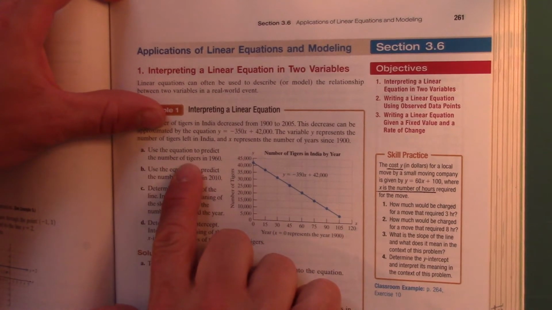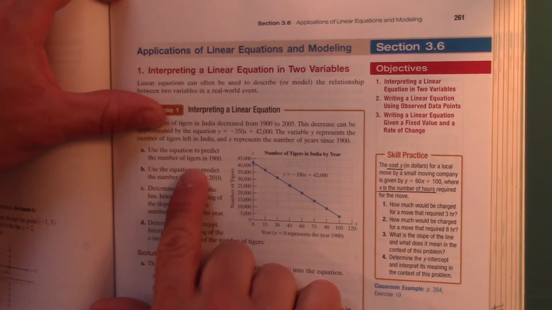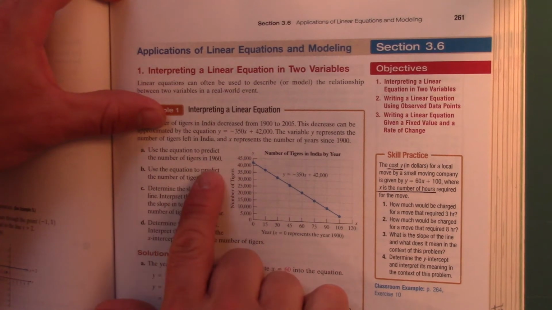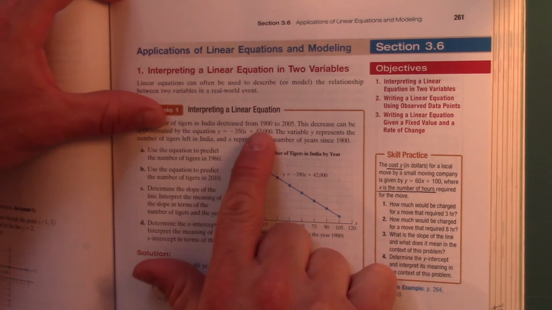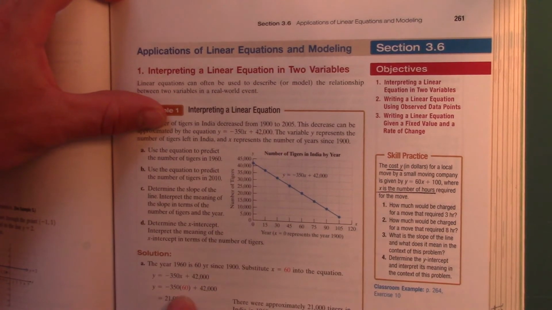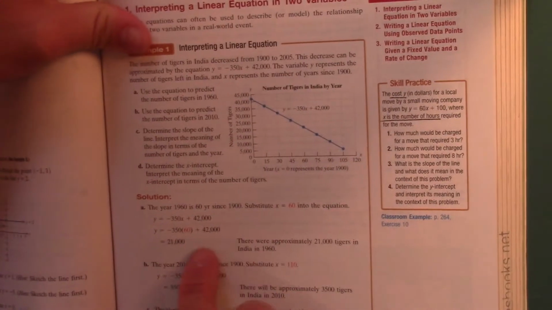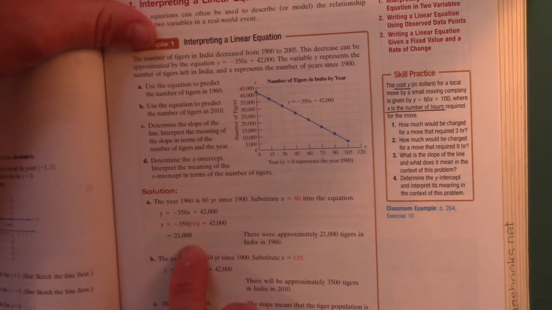Use the equation to predict the number of tigers in 1960. So in 1960, that would have been 60 years after that. So X is 60, and they just plug in, you can see down here, X equals 60 into the equation to tell you how many tigers there were at that time.